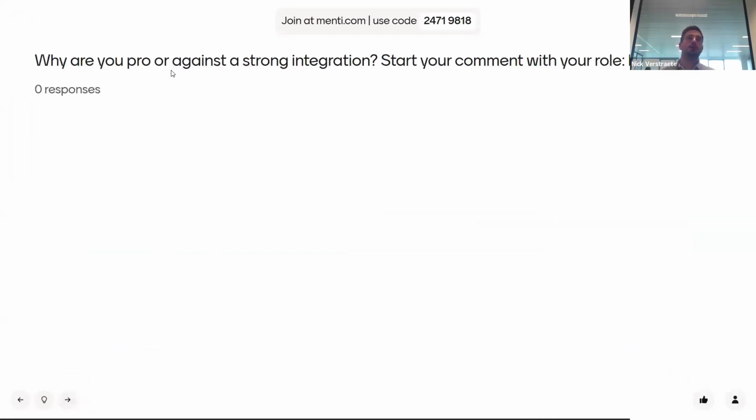Why are you pro or against a strong integration? Start your comment with your role, fin or supply chain. So now it's the time for those people that have a very clear opinion against the integration. Maybe also what are some of their objections that you would see.